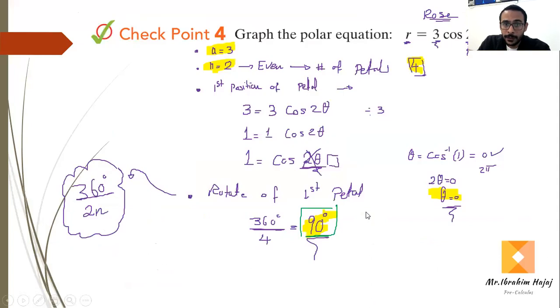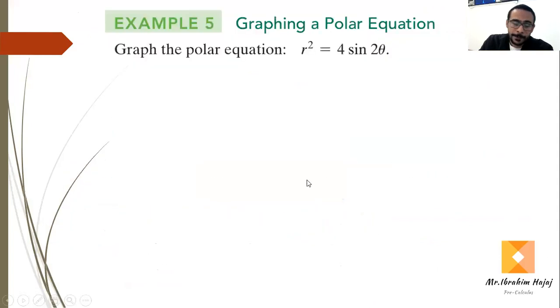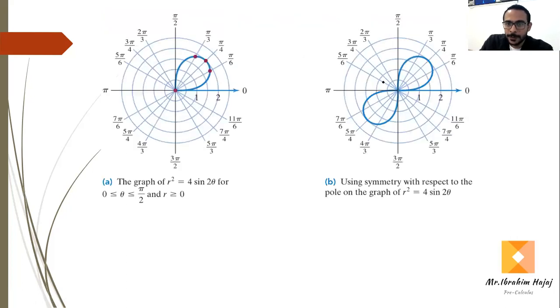Question number 5. Who can help me solve this question? How to solve this question, Mr. Yusuf? r squared equals 4 sine 2 theta. What's the value of a? a is 4. No, a squared is 4, and then a is 2.